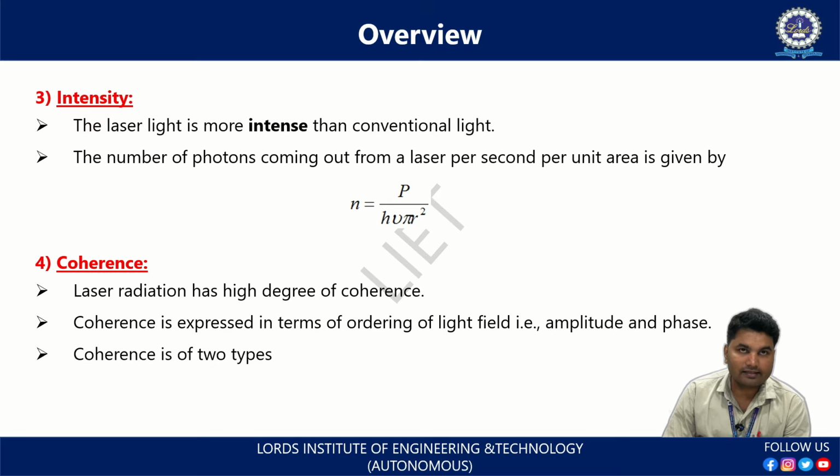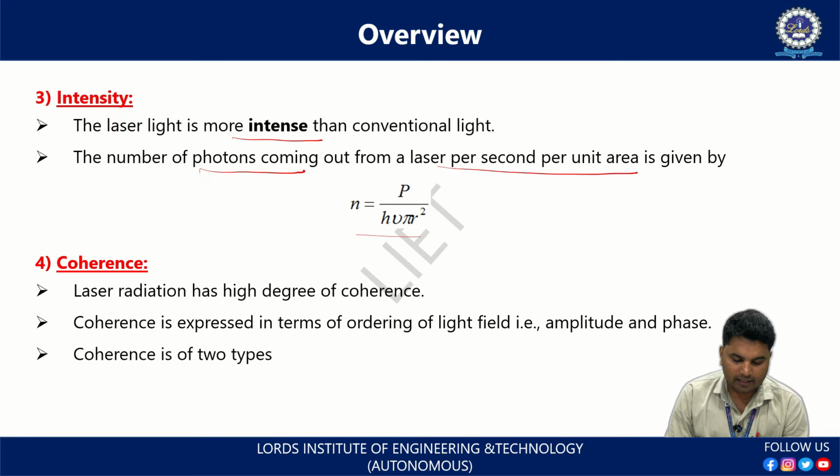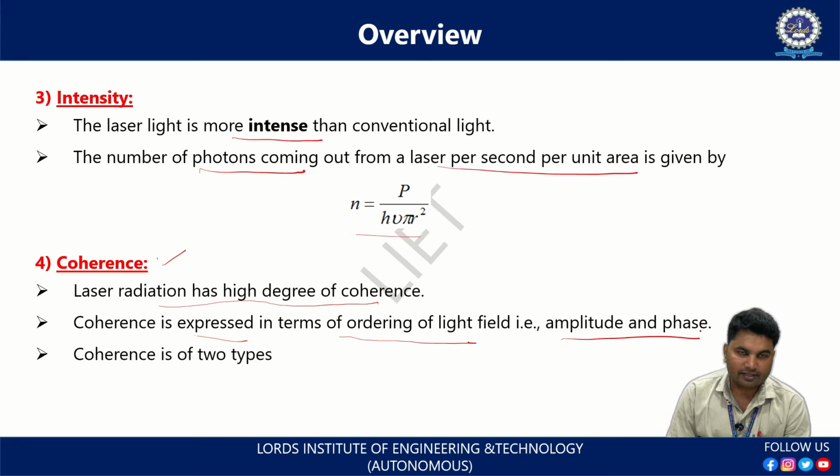Next, let's see the intensity. So laser light is more intense than conventional light. The number of photons coming out from a laser per second per unit area is given by the notation n is equal to P by h nu pi r square. Now let's talk about coherence. Laser radiation has a high degree of coherence. Coherence is expressed in terms of ordering of the light field, such as amplitude and phase.